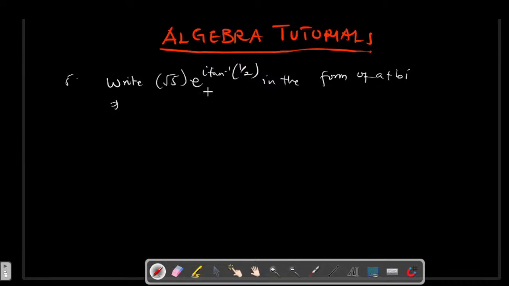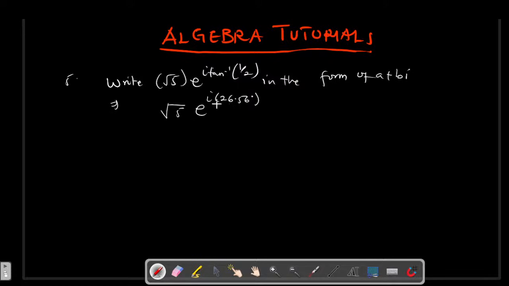This tan expression is not simplified. So I have square root of 5 e to the power i, what is tan inverse of half? Tan inverse of half. Just punch tan inverse of half. And that gives 26.56 degrees, okay? So this expression, which is tan inverse of half, will give me 26.56 degrees, okay? That is what you have here, please, like this.